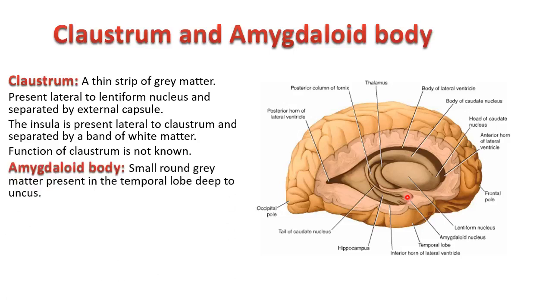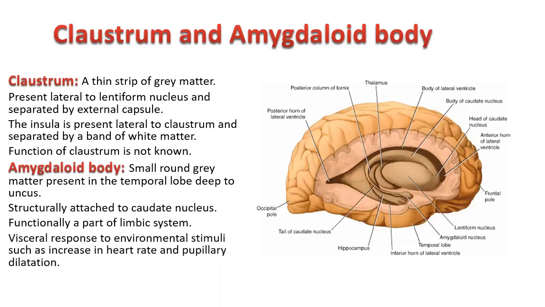So mainly again it has connections with your hippocampus, because the parahippocampal gyrus you are able to see here is more intimately related to it. So it produces visceral responses based on your stimuli. Okay, so it produces visceral response to the environmental stimuli, mainly such as increase in heart rate and pupillary dilatation. So more influenced by your emotions.